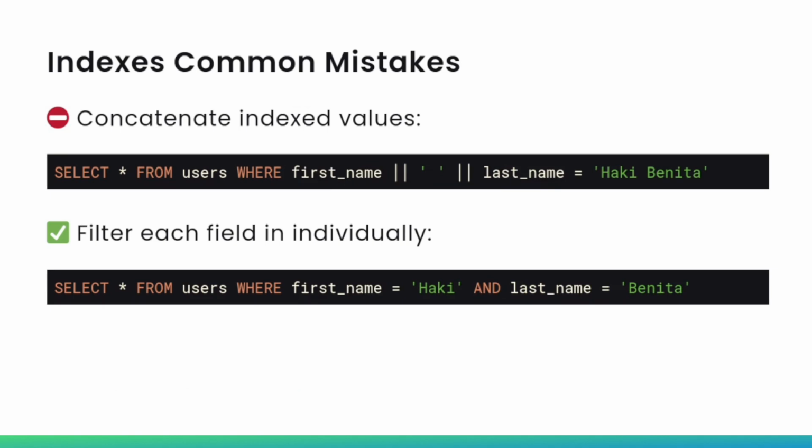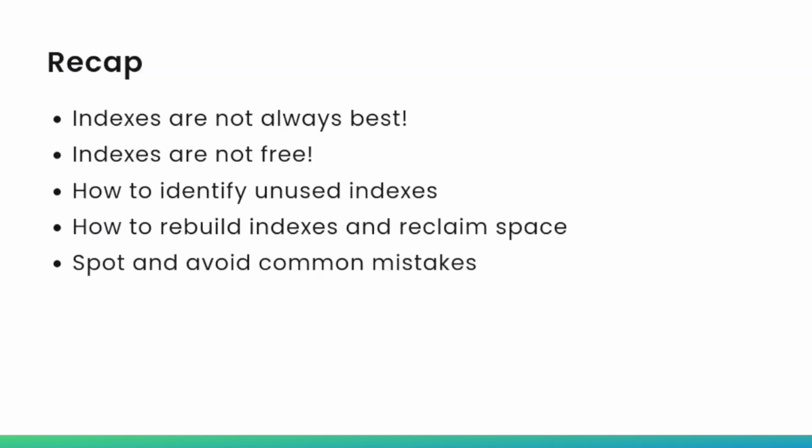Concatenation is also a very common example I see in a lot of places. You want to search for a full name. Instead of using first name equals Aki and last name equals Benita, you just generate this concatenated expression, and this will prevent the database from using any indexes you might have on first name or last name. So if possible, you're better off with the second variation of this query.